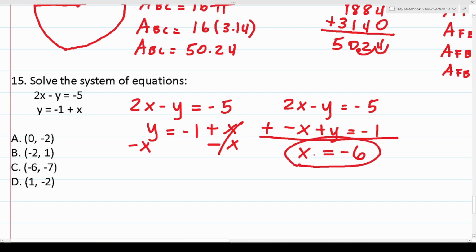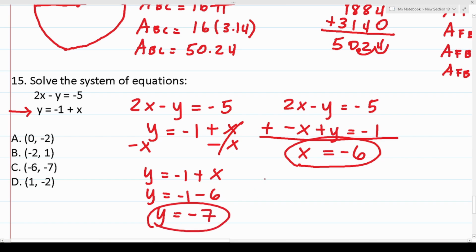Now that we've solved for x, we take our x value and we plug it into one of the two original equations, and then we solve for y. So I'm going to plug it into this second equation. Again, this second equation was y equals negative 1 plus x. We now know x is negative 6, so in place of x, let's put negative 6. y equals negative 1 plus negative 6. Again, we know x is negative 6, so this is really just minus 6. So y equals negative 1 minus 6 is negative 7.